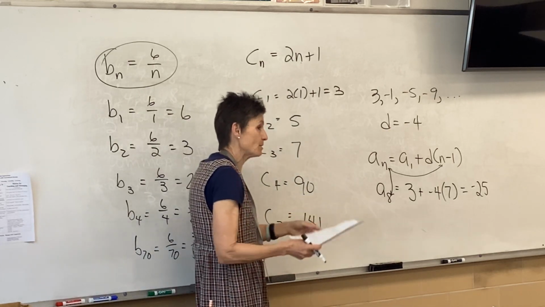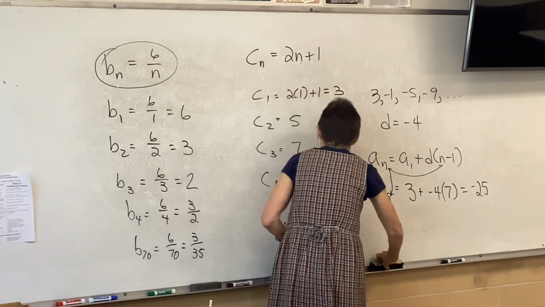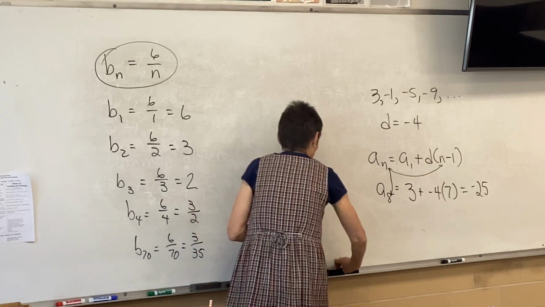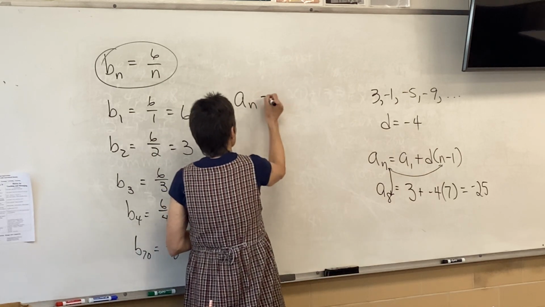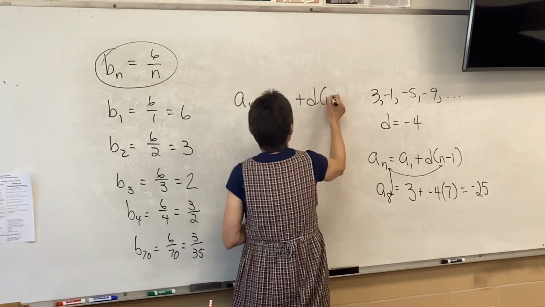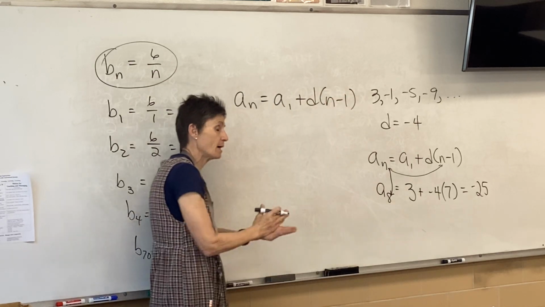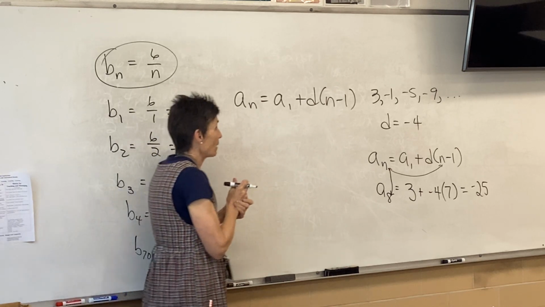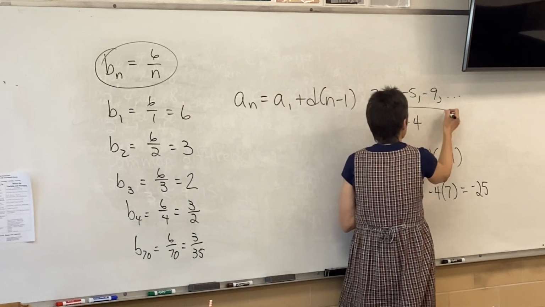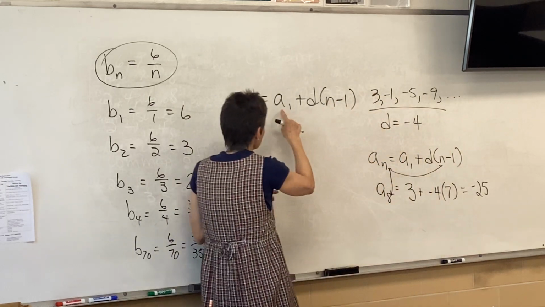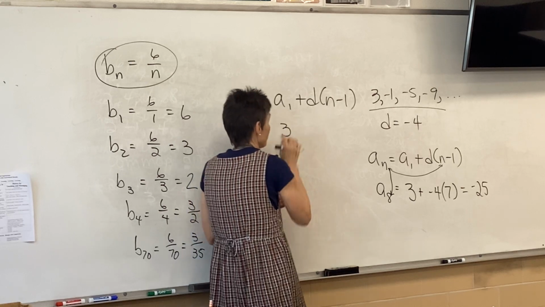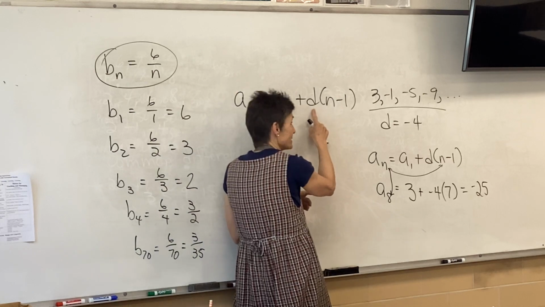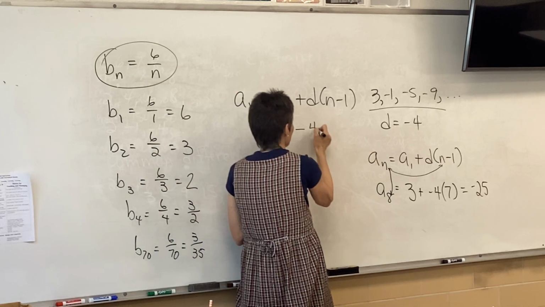All right, last part of the question says, and the explicit rule. Now, that sounds very hard, but it is super simple. I want you to come back to your formula. And this is the formula you're going to use every time your sequence is arithmetic. And I want you to put in what you know. So we know the first term. So I'm going to put 3 in there. That's the first term. I know my common difference is -4. So I'm going to put that in there.